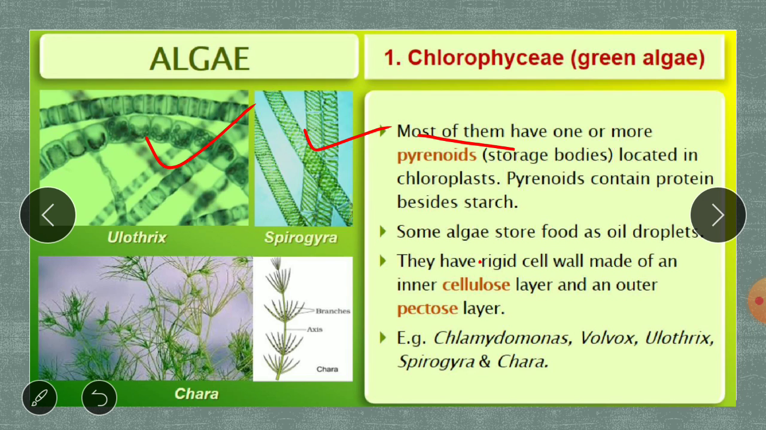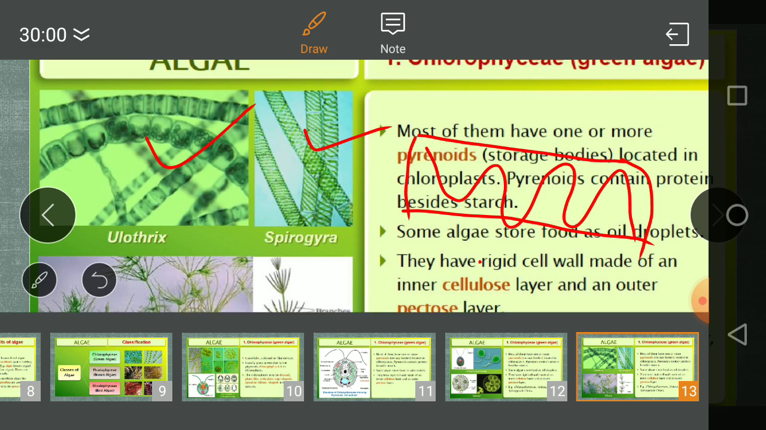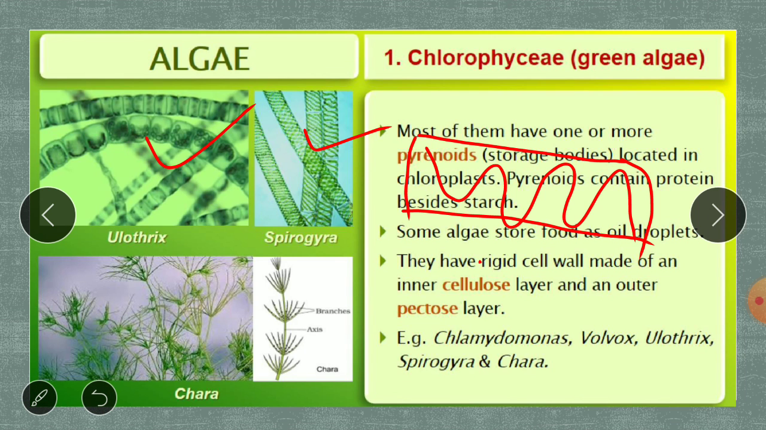If I have to show you, suppose this is one cell of the Spirogyra, then in this the chloroplast is shaped like this, a ribbon-shaped chloroplast. So a very peculiar type of chloroplast is present in the Spirogyra. Then Chara is another example. So the examples of green algae are Chlamydomonas, Volvox, Ulothrix, Spirogyra and Chara.